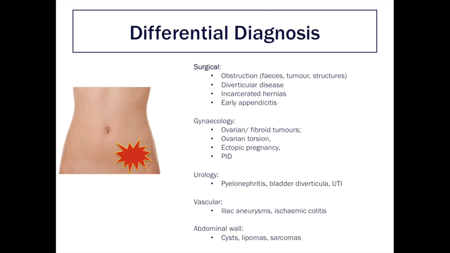For older females, such as Mrs. T, consider gynecological malignancy. In men, consider undistended testes or testicular torsion. Urological causes such as pyelonephritis, vascular pathology such as iliac artery aneurysms and ischemic colitis of the bowel wall in older patients, and soft tissue pathology which could be compressing on the surrounding nerves.